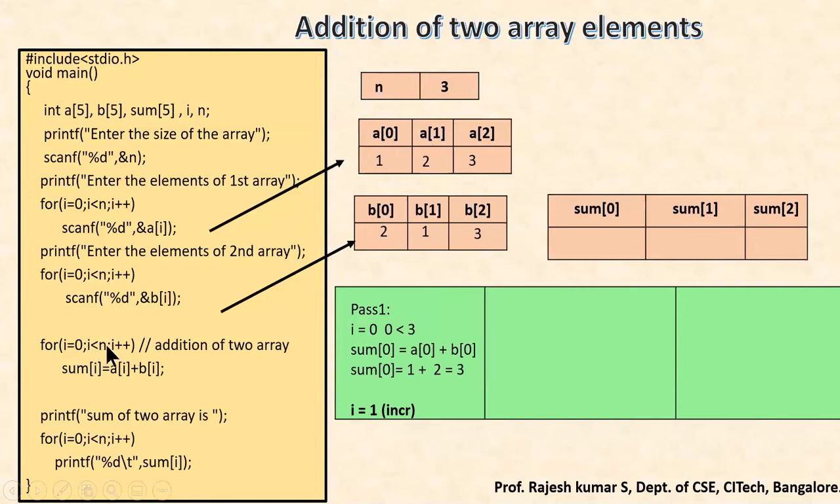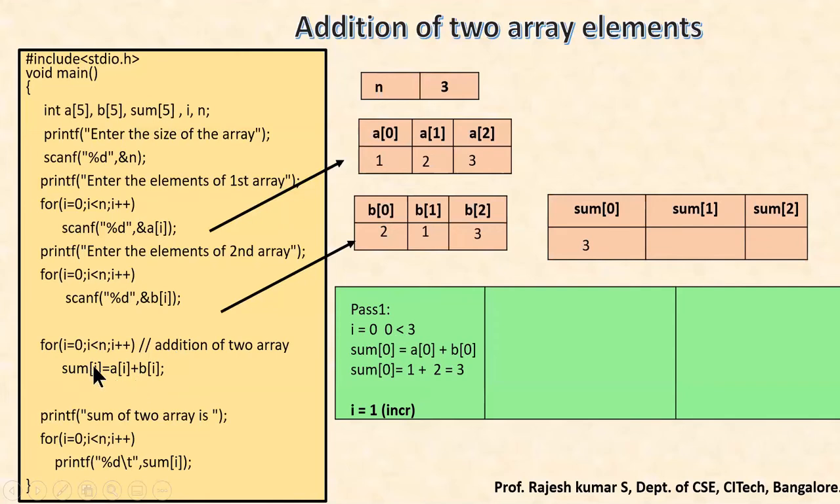What is the n value? 3. Is 0 less than 3? Yes. The formula I have used here is sum of i is equal to A of i plus B of i. What is the i value? 0. Sum of 0 is equal to A of 0 plus B of 0. What is A of 0? You can see the A of 0 value is 1. What is B of 0? 2. 1 plus 2 is what? 3. 3 will be stored where? Sum of 0. So in sum of 0, you can see the value 3 gets updated.